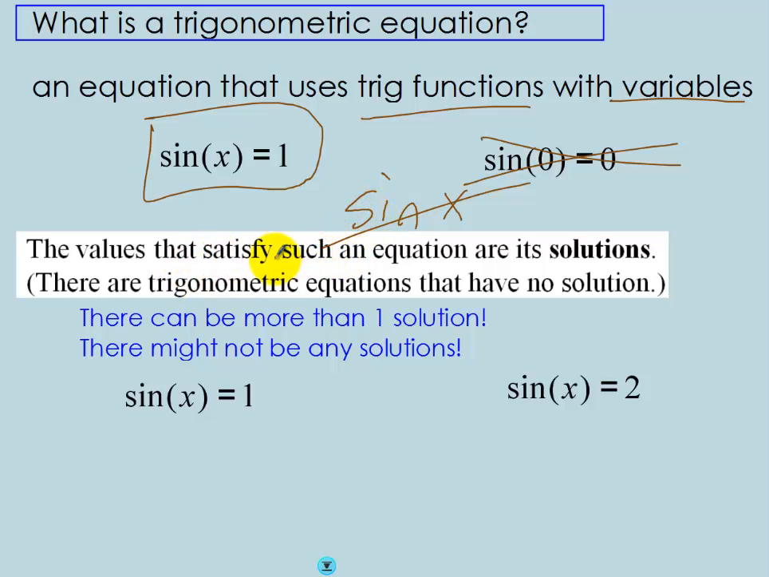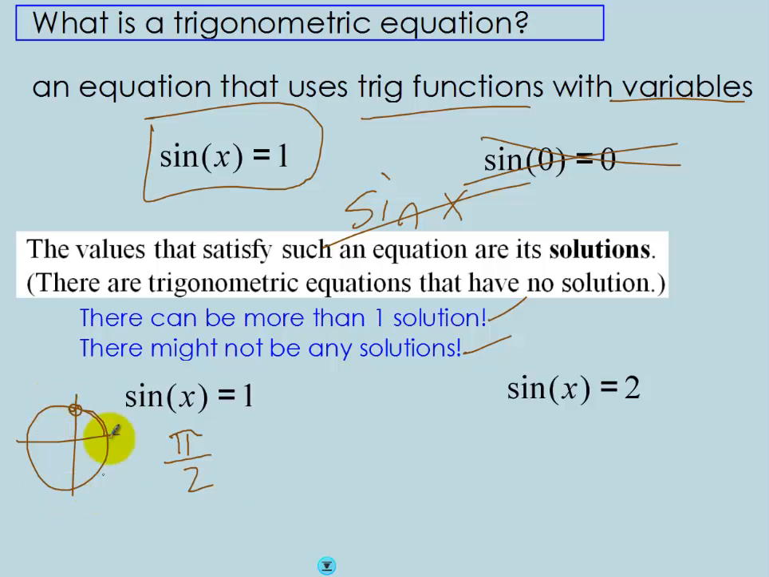So the values that satisfy or solve an equation are its solutions. There are trig equations that can have no solution, and you can have more than one solution. So for example, sine of x equals 1. Well, sine is all the y values, and the y value is 1 on the unit circle right here at the top. So x is going to be pi over 2.